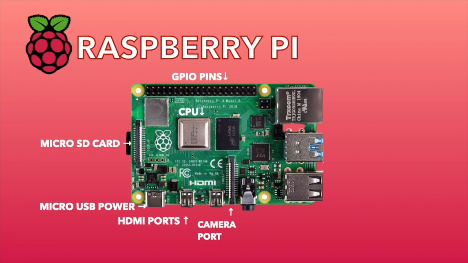The camera port is a small ribbon cable connector, also called a CSI port, located on the surface of the Raspberry Pi board. It is designed specifically for connecting the official Raspberry Pi camera module, a compact camera board that attaches via a thin flat ribbon cable.